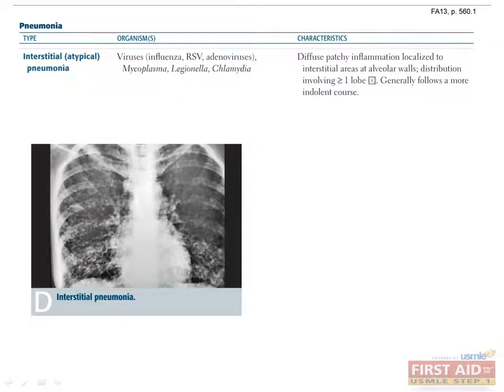When you have a patient with a non-productive cough, with fever and shortness of breath, you may think about interstitial or atypical pneumonia, and it's commonly associated with viruses, Mycoplasma, Legionella, and Chlamydia. Mycoplasma in particular tends to occur in what type of populations? Well, you'll typically see it in older children and young adults.